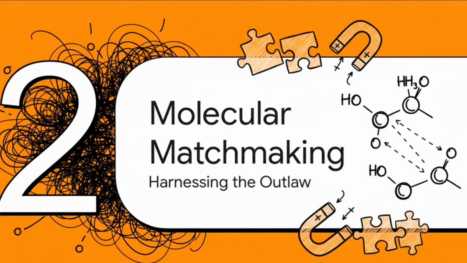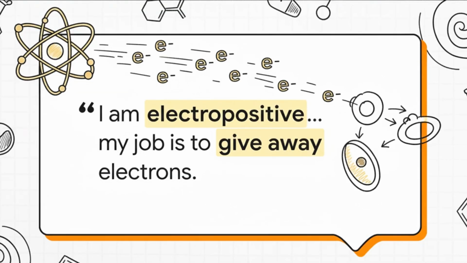So, if these things are so chaotic, how on earth do chemists actually use them? Well, they become molecular matchmakers, harnessing all that instability for their own purposes. And the whole process often starts with an accomplice, a metal atom. You see, metals like sodium are naturally electropositive. Their whole deal, chemically speaking, is to give away electrons to become more stable. And chemists? They take full advantage of this generosity.